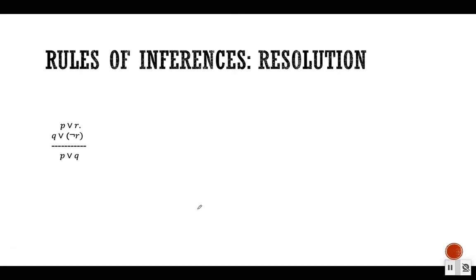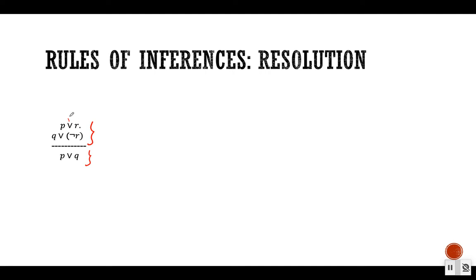So our last rule of inference is known as resolution. This resolution says that if P or R is true and Q or not R is true, then P or Q is true. So this is our hypothesis, and this is our conclusion.